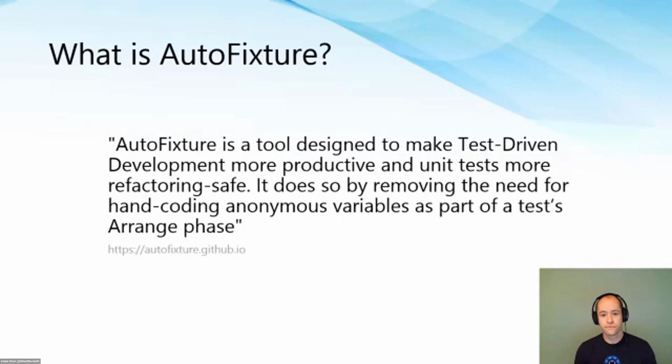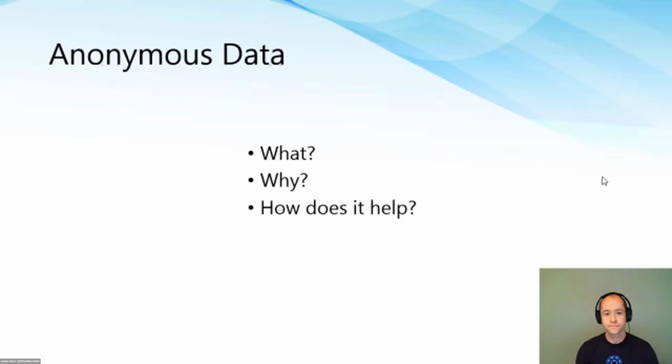It also removes the need for hard-coding anonymous variables. Anonymous variables are essentially the thing it's trying to solve, and also as part of the arrange phase. Now, a lot of people write unit tests in different ways. I'm a big advocate of the AAA syntax, arrange, act, assert, and this is how that works. It helps solve or reduce the arrange phase, and I'll show you more examples.